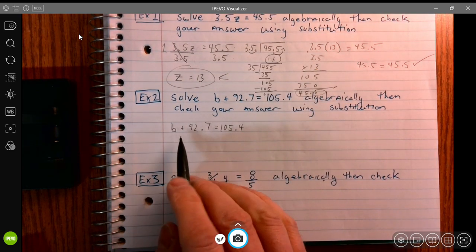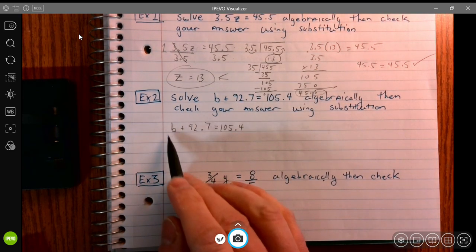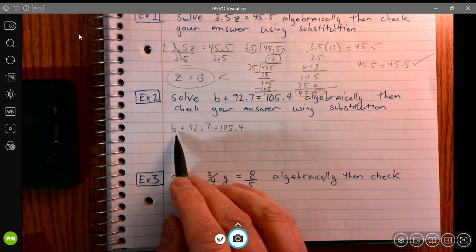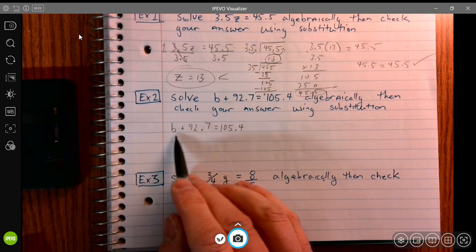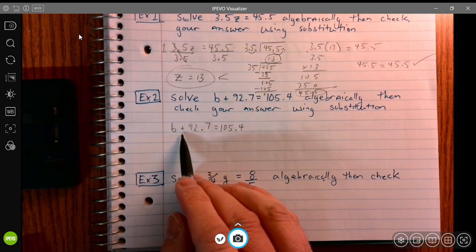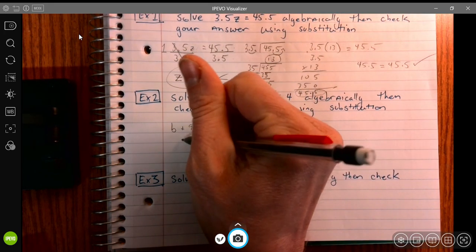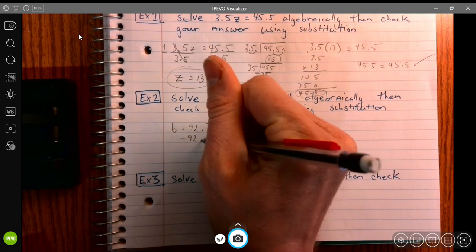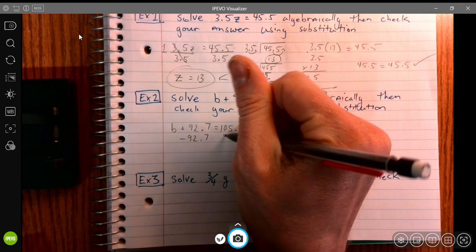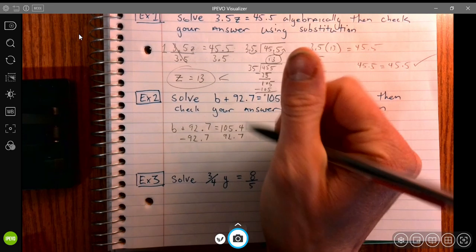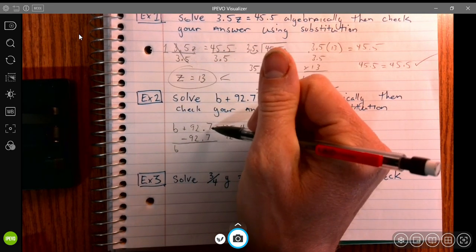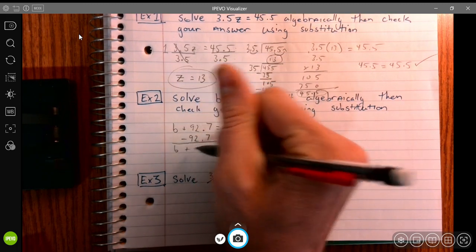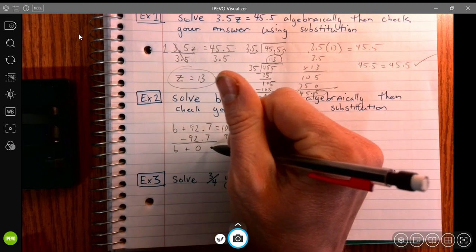Now, I want to isolate the variable, which in this case is b. 92.7 is being added to b, so I need to perform the inverse operation, which is subtraction. So I'm going to subtract both sides by 92.7. 92.7 minus 92.7, well, that's just 0.